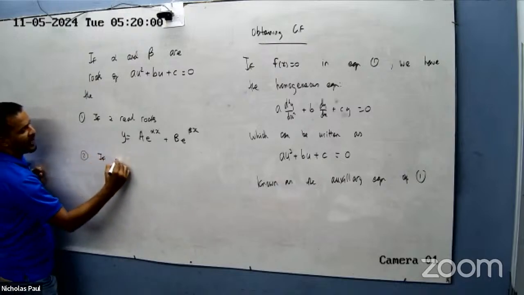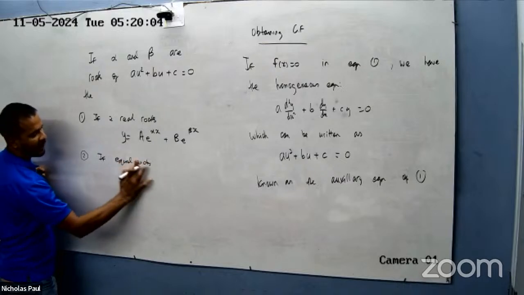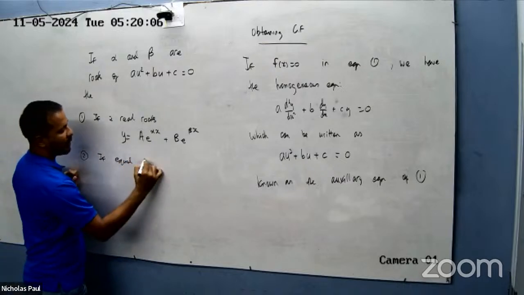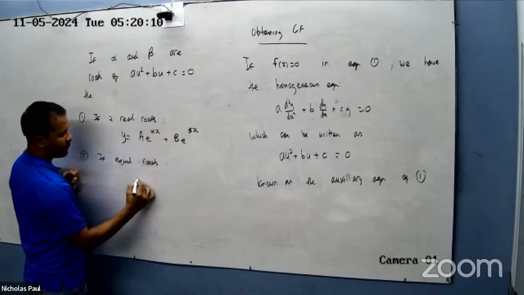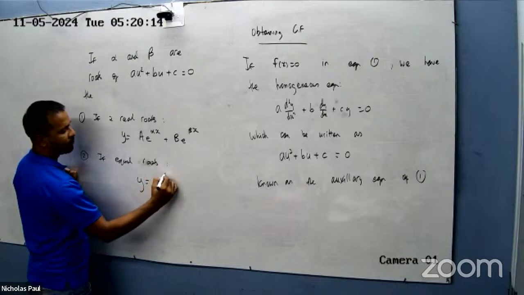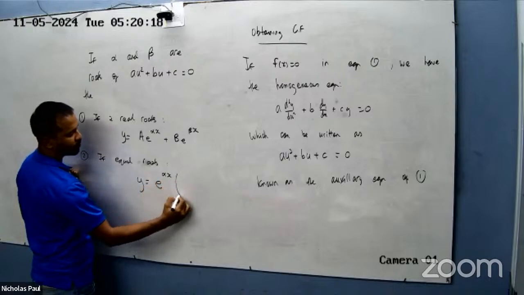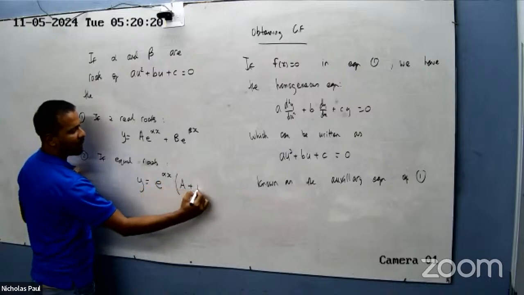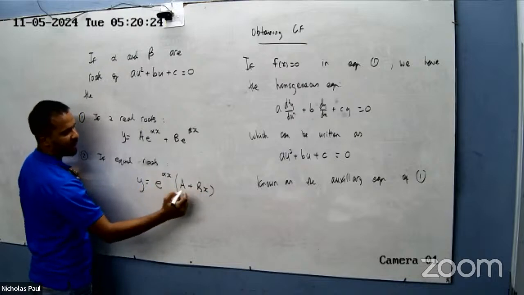If you get equal roots, it will look like this. Y is equal to e to the alpha x, remember, you'll only get one root, times A plus Bx. A and B are just constants.